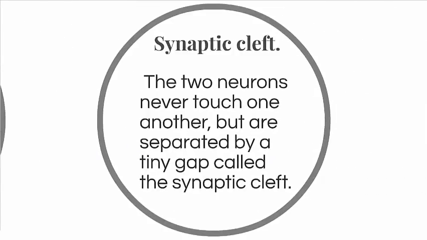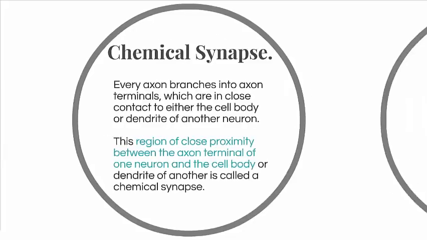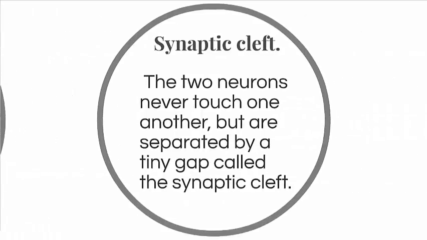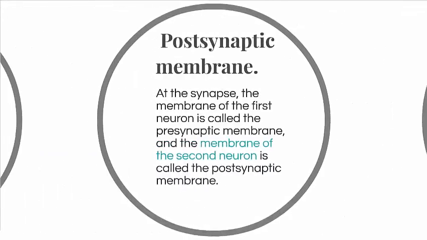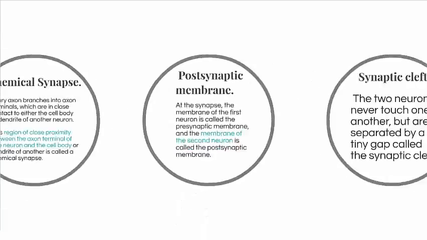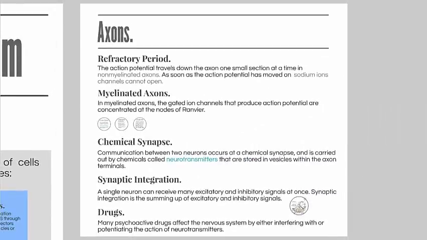Synaptic cleft. The two neurons never actually touch one another but are separated by a tiny gap called the synaptic cleft. Postsynaptic membrane. At the synapse, the membrane of the first neuron is called the presynaptic membrane, and the membrane of the second neuron is called the postsynaptic membrane. Chemical synapse. Communication between two neurons occurs at a chemical synapse and is carried out by chemicals called neurotransmitters that are stored in vesicles within the axon terminals.